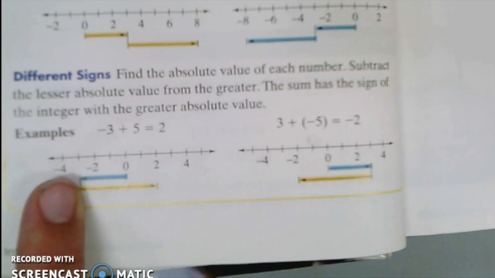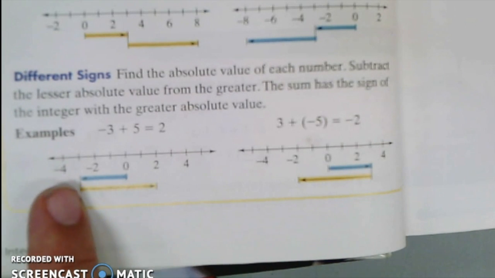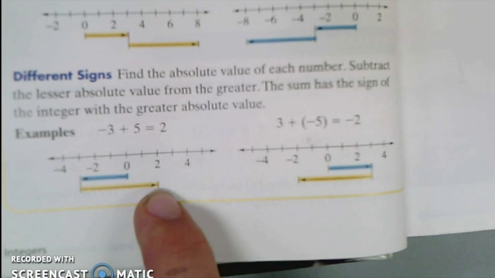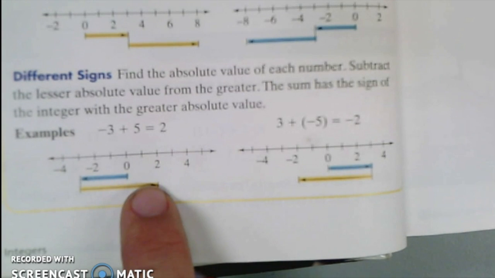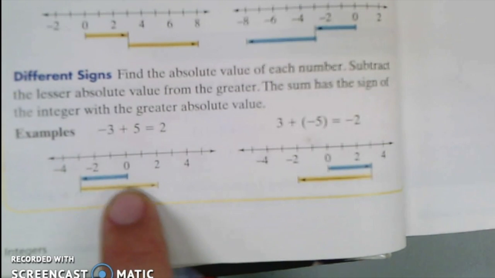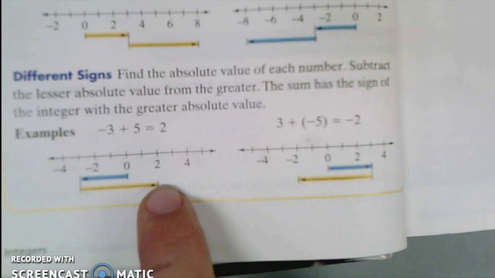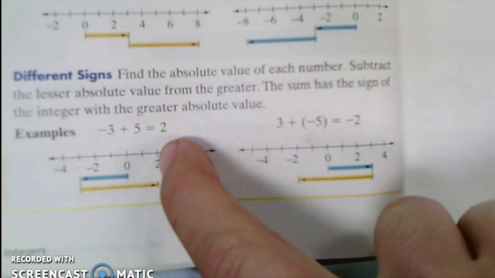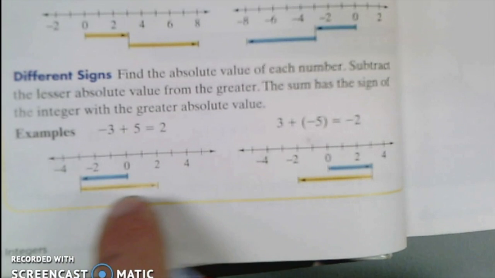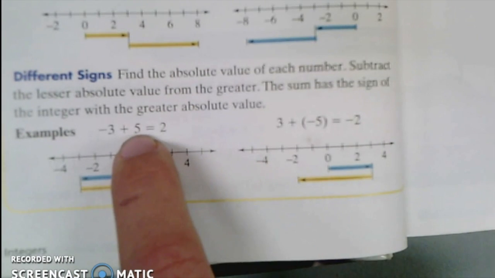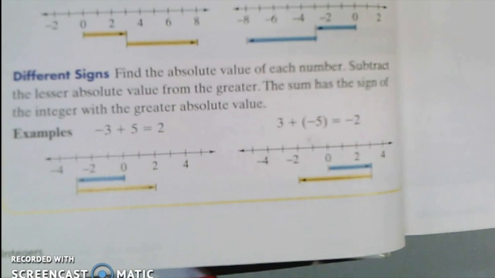I have -3, I'm over here, and then I'm going to go 5 all the way up here, and this is what I'm concerned about. I'm concerned about the difference between the two. And your answer is going to be what's left over, this difference. We came all the way up to +2. And it's positive because there's more positive than negative. Okay, that's going to make sense when we use our chips.